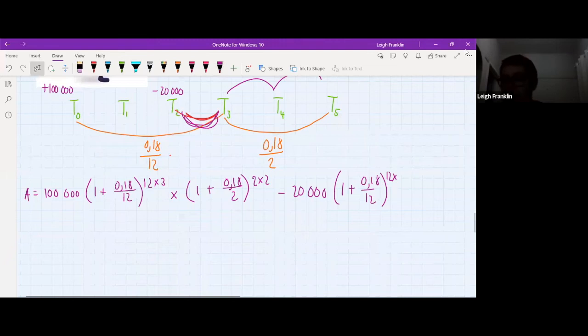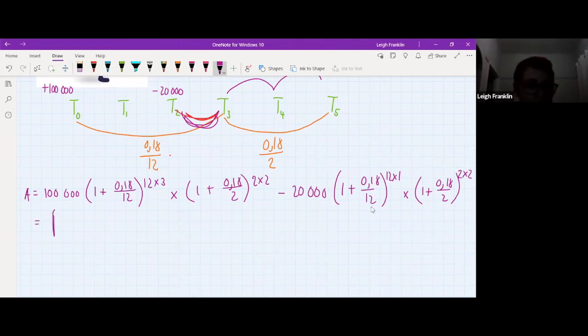But then the interest rate changes. So we have to multiply by a new bracket, that's 1 plus 0.18 over 2. And then here it's for 2 years, so that's why we have to say 2 times 2, because it would have been compounded 4 times in that time. Does that make sense to everybody? And that's how we would have ended up with the 207,504.74.